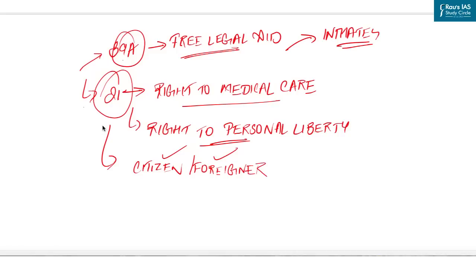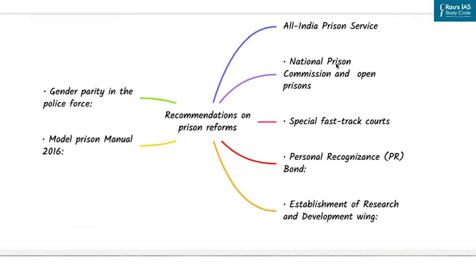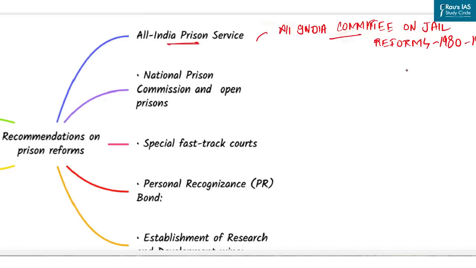Now, having seen the challenges associated with prison reforms, let's understand various recommendations on prison reforms by multiple committees and the way forward. First in this is All India Prison Service. The All India Committee on Jail Reforms 1980 to 1983, also known as the Justice A.N. Mullah Committee, recommended developing an All India Prison Service as a professional career service with appropriate job requirements, sound training, and proper promotional avenues.